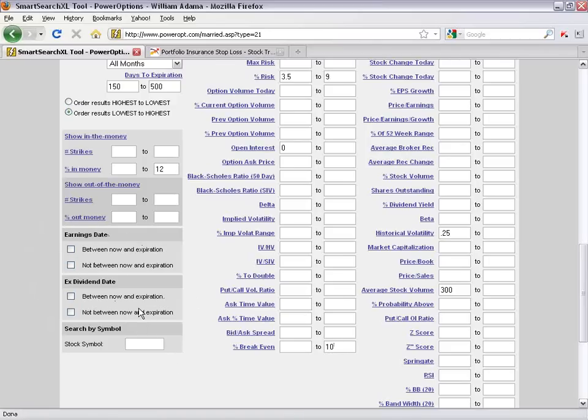I will personally never use these when searching for an RPM. Why? Well, again, it's conflicting with one of my other criteria. If I am looking for a dividend-paying stock and I select not to see a dividend between now and expiration, well, I'm already forcing search to find me puts for at least 150 days out in time. A stock that pays a dividend is typically going to pay it at least every quarter. So I'm going to run into a problem there. I'm not going to find any results because there aren't any put options that are at least 150 days where the stocks do not have an earnings or do not have a dividend date between now and expiration. So those fields are there, but you're not going to use them.